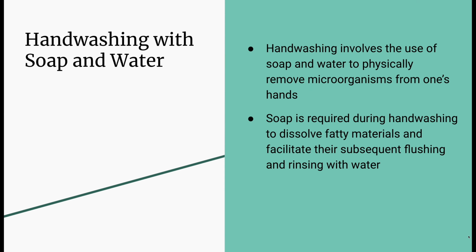Proper hand hygiene includes hand washing with soap and water, or the use of alcohol-based hand rub. Both procedures will be described in detail. Hand washing involves the use of soap and water to physically remove microorganisms from one's hands. Certain healthcare situations require hand washing with soap and water instead of using alcohol-based hand rub, ABHR, for example.